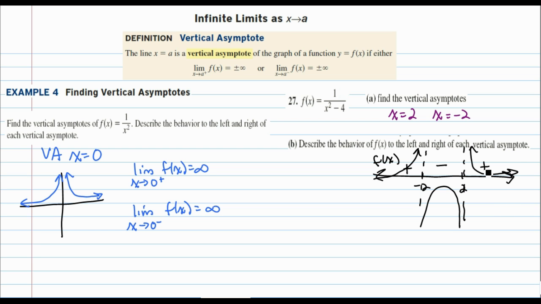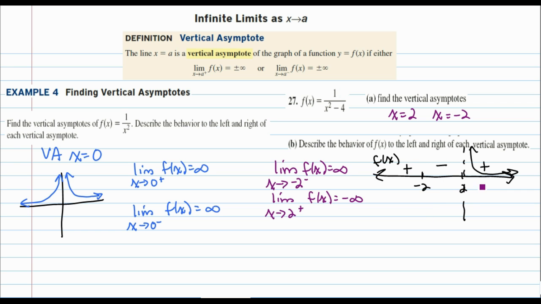So I kind of have a mock of what the graph is going to look like. So without even knowing what the graph looks like, I can tell you that on each side of these asymptotes, I can describe the end behaviors. The limit as x approaches negative 2 from the left is going to approach positive infinity, but from the right is going to approach negative infinity. Then over here at positive 2, the limit as x approaches positive 2 from the left would approach negative infinity, but from the right would approach positive infinity.